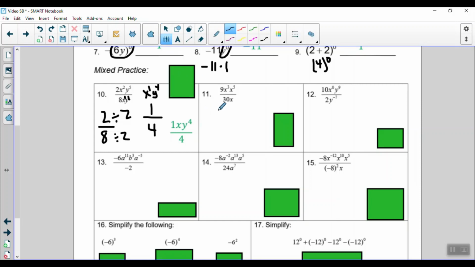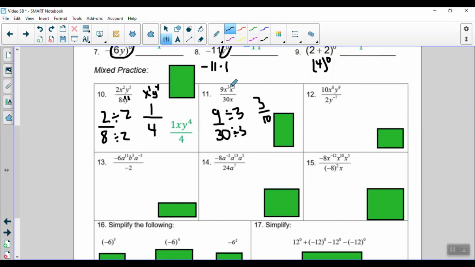Okay. Our next one, we have 9/30. Again, you want to just treat that like a regular fraction and simplify it. I divided by 3 on the top and the bottom. And so when you do that, you get 3/10. Okay, so that's what our fraction would be.